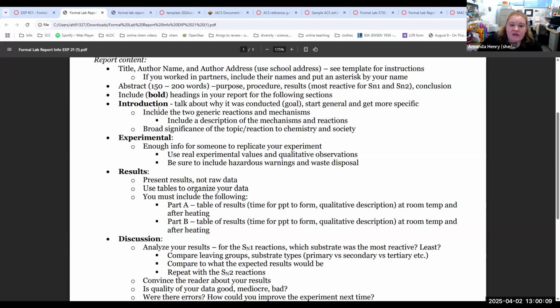In the introduction, you're going to say, why did we do the reaction? Why did we do the experiment? What was your goal? It should include the actual reaction itself and the mechanism. So 2 generic reactions and the mechanism, one for part A, one for part B, and then talking about it a little bit: nucleophilic attack, loss of a leaving group, describe what's happening.